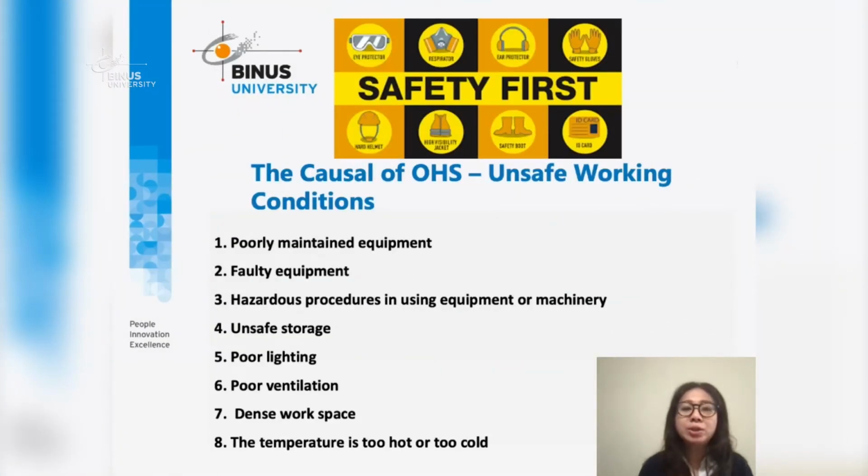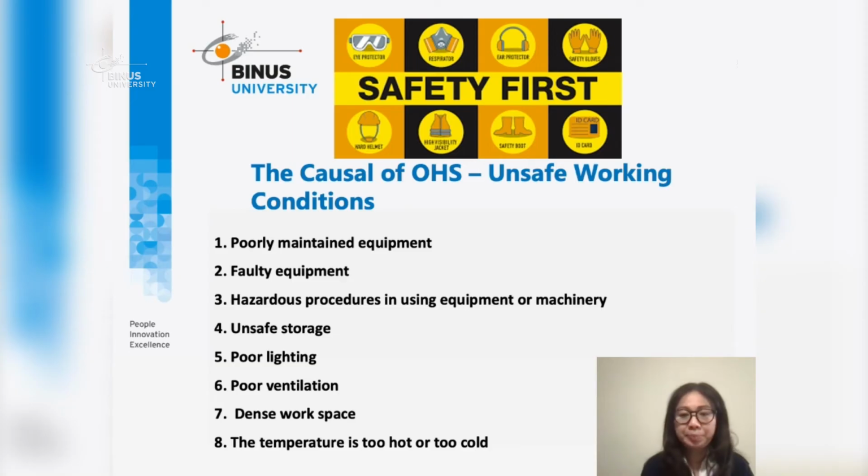What is the causal of occupational health and safety? The unsafe working condition can be caused by several things, such as equipment that is not properly maintained, such as a machine service schedule that exceeds the service period, which can result in the machine being damaged or working improperly.